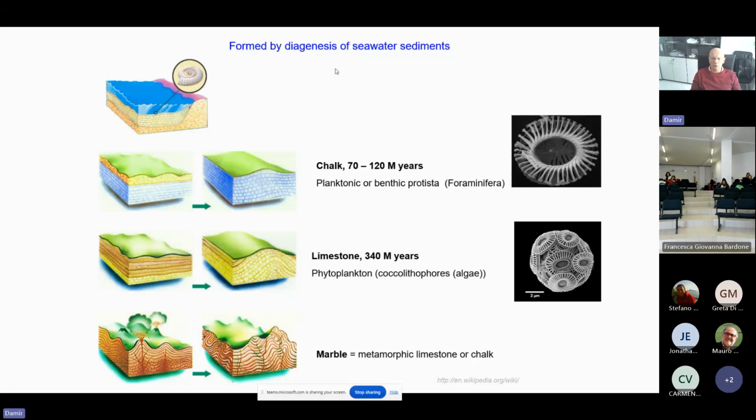sedimentation of dead organisms, dead planktonic or benthic protista organisms like foraminifera. Limestone is, on the other hand, 340 million years old, and it is the result of sedimentation of phytoplankton, coccolithophores. Marble is actually metamorphic limestone or chalk, which comes out somehow on the surface.